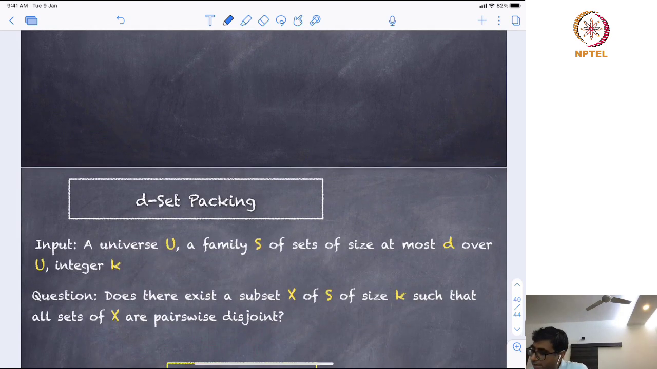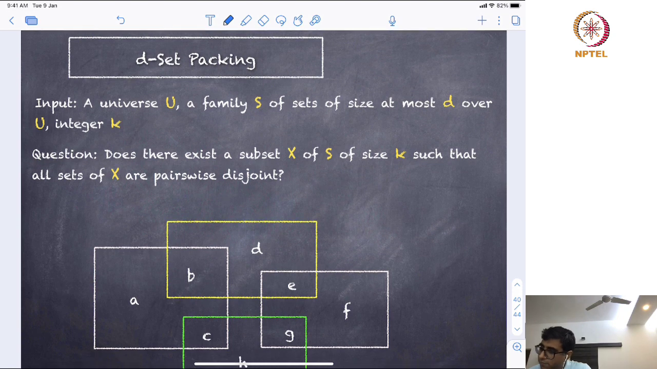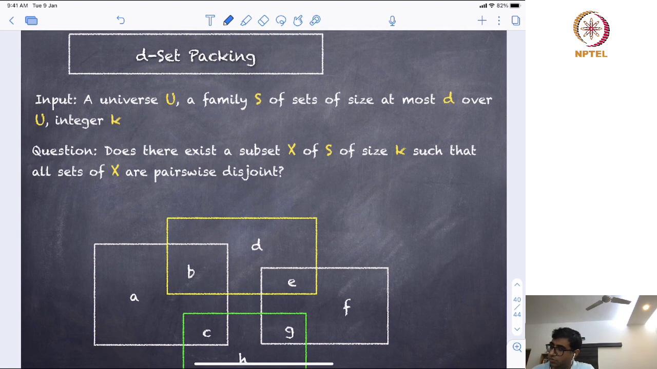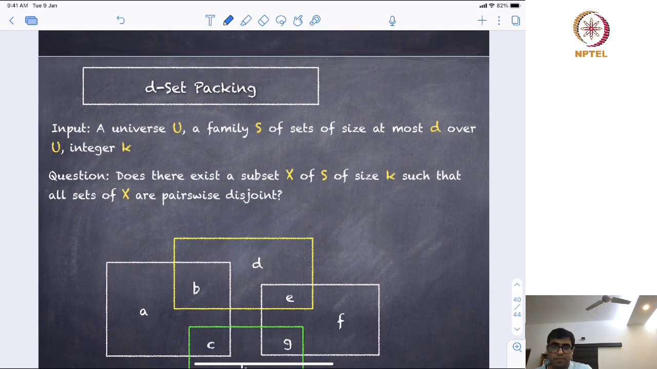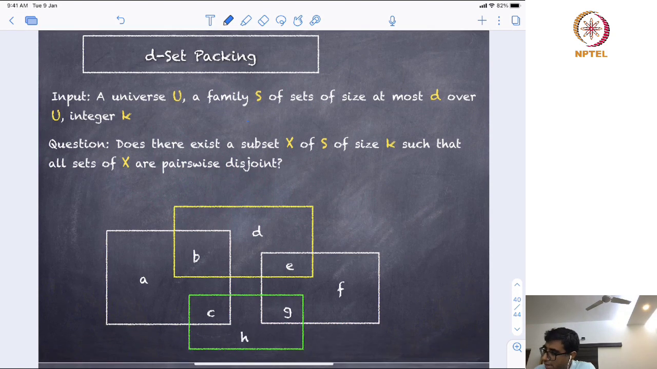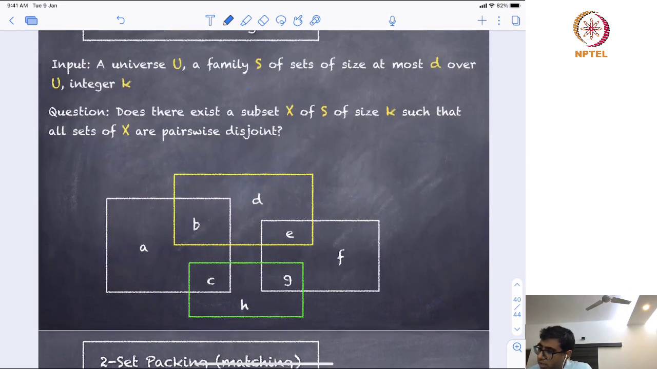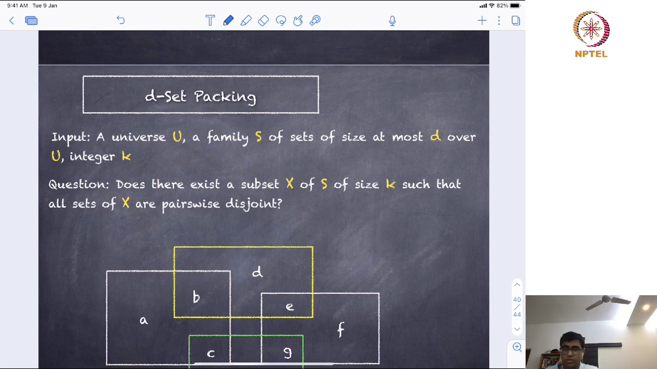Okay. So before I end my lecture today, let me give you another very classical problem, called d-set packing. The input is a universe U, a family S of sets of size at most d over U, and an integer k, and the question is: does there exist a subset X of S of size k so that all sets of X are pairwise disjoint? Okay. So here for example, A, B, C and E, F, J are pairwise disjoint. Similarly, C, G, H and B, D, E are pairwise disjoint, and there are only 2 pairwise disjoint sets. So in d-set packing, our goal is to find k sets that are pairwise disjoint.